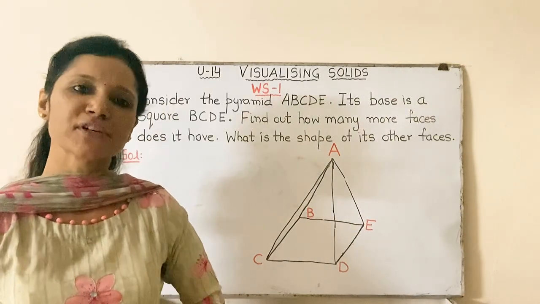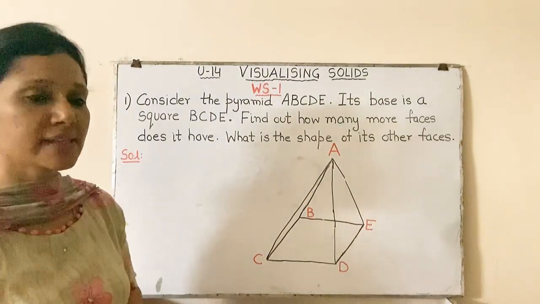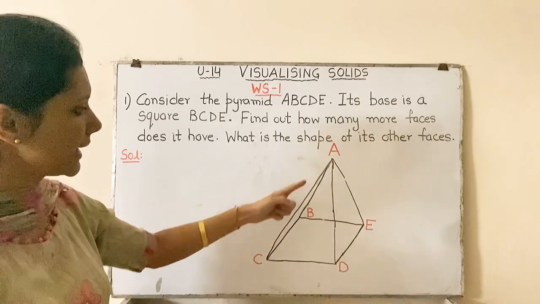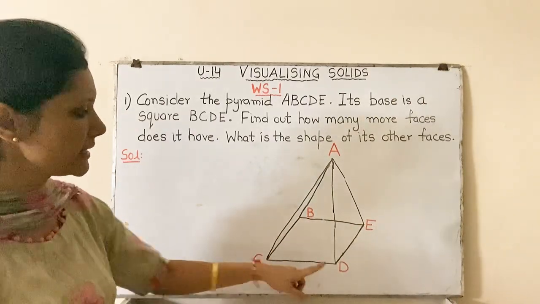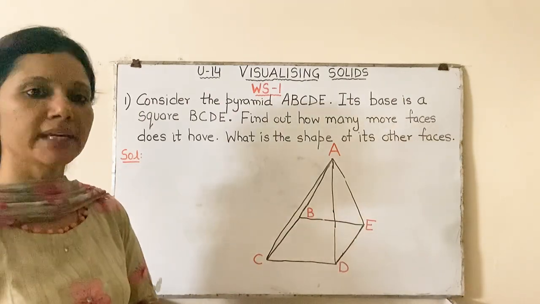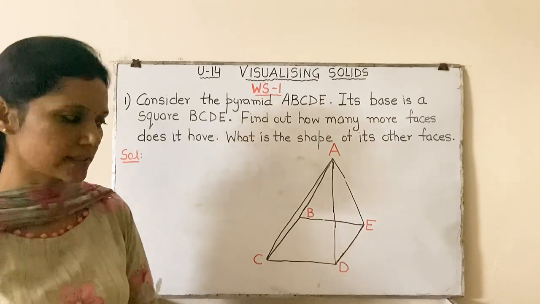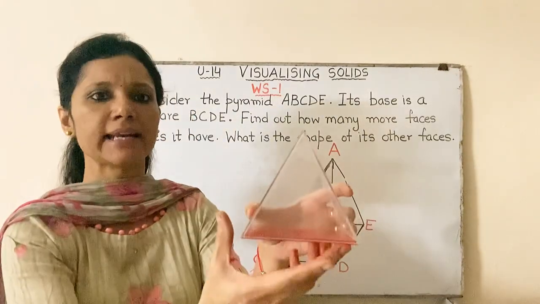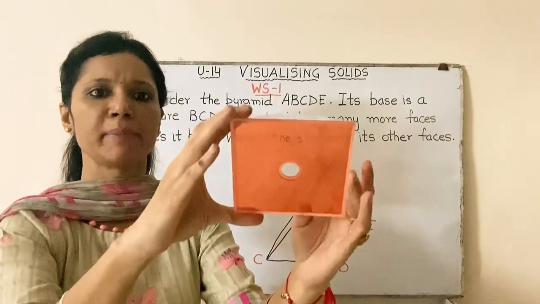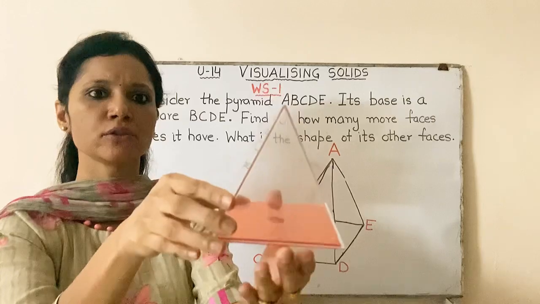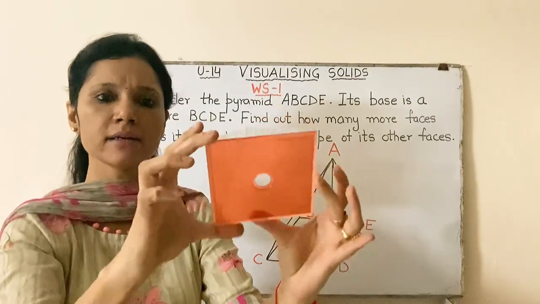So let's start the first worksheet of chapter number 14. Coming to the first question. The question says, consider the pyramid ABCDE. Its base is a square BCDE. Find out how many more faces it has and what is the shape of its other faces. So this is the solid they are actually talking about in the question. As you can see, its base is a square and on the top it is in the shape of a pyramid. So this is known as a square pyramid.